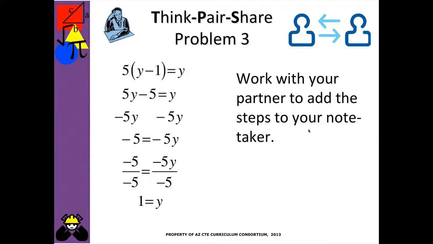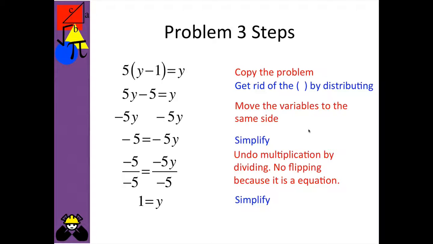Welcome back. Let's check. Always copy the problem. Then I have parentheses, so I'm going to get rid of the parentheses by distributing. So 5 times x is 5x, 5 times y is 5y, pardon me. 5 times negative 1 is negative 5 equals y.